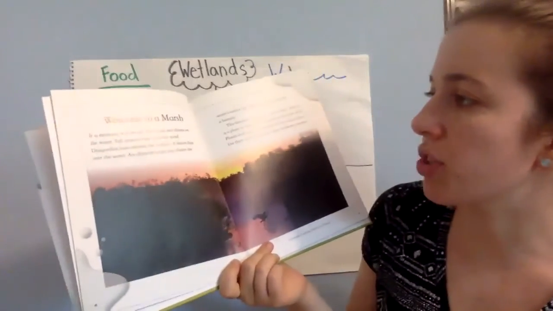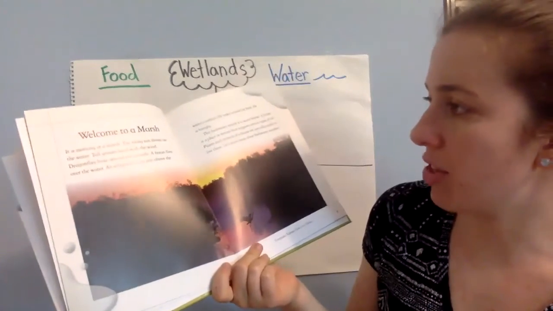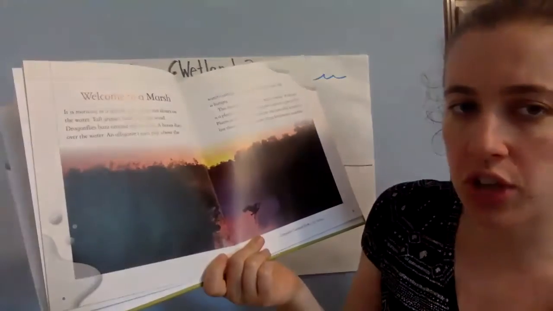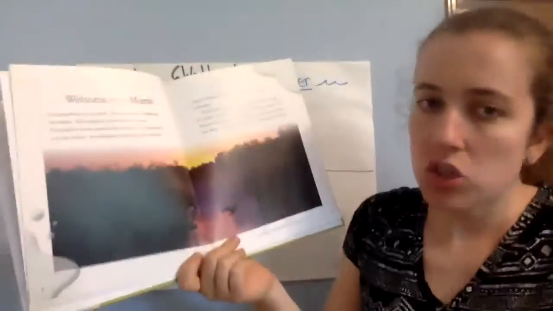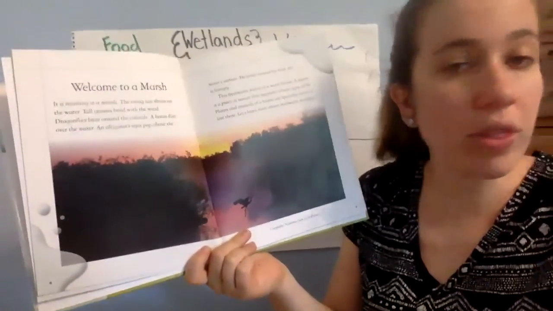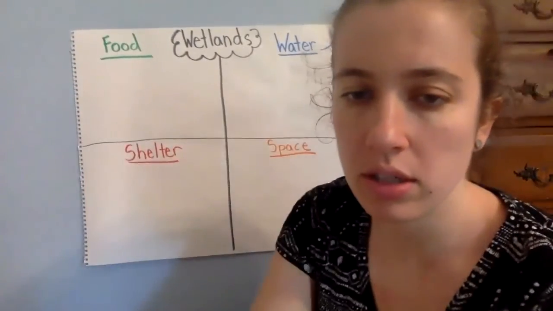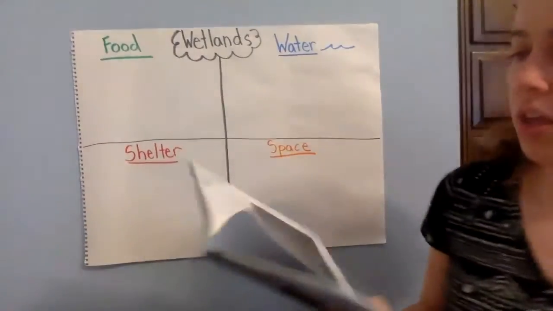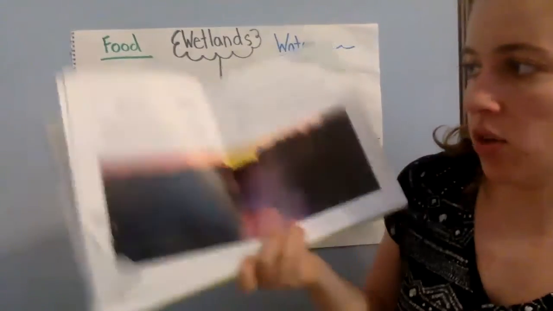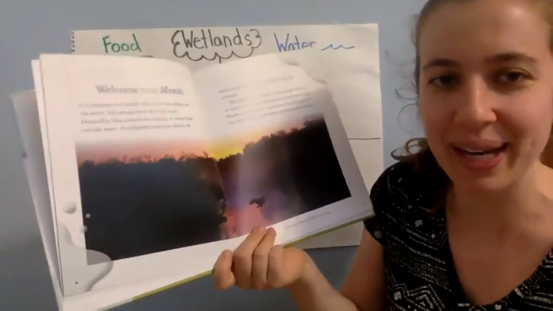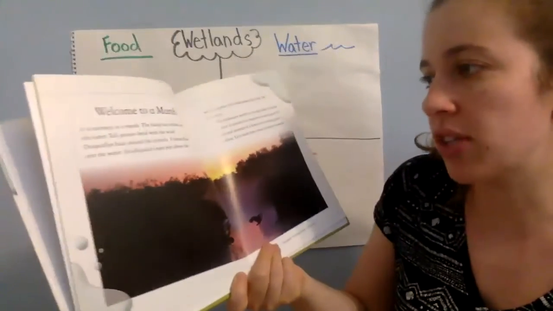Welcome to a marsh. It is morning in a marsh. The rising sun shines on the water. Tall grasses bend with the wind. A heron flies over the water. So a heron must be a kind of bird, since it said a heron flies over the water.